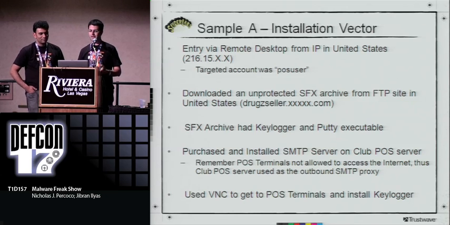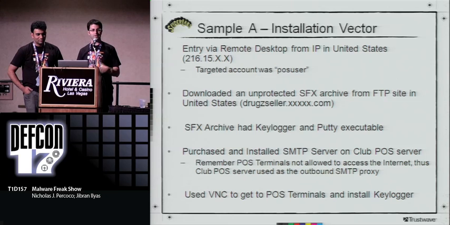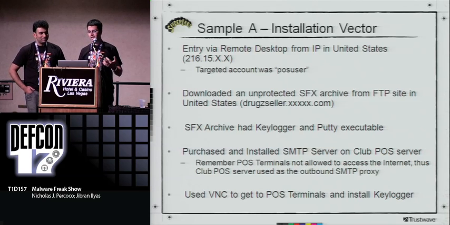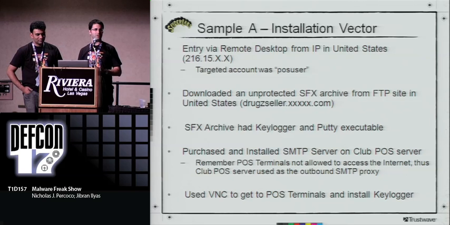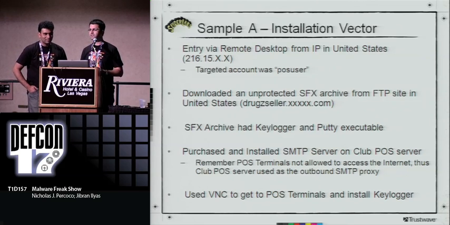Once they were in, they downloaded an SFX archive from a website that we were actually able to navigate to. It was still up and running when we were doing the investigation, but we're not going to show you the rest of the name. The SFX archive had a keylogger and a PuTTY executable within it. The attacker then went online using the bar's computers and purchased an SMTP server to install on the club point-of-sale system.